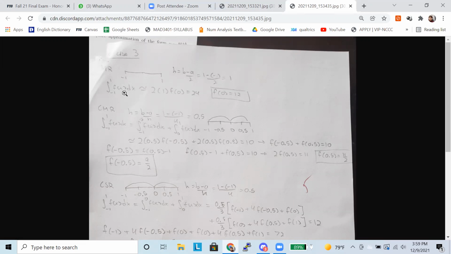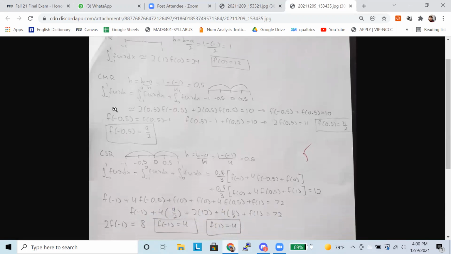And so your f of x, you don't have to know what f of x is. It's just telling you your function, right? Obviously the midpoint here would be 0, so it would just be 2 times 1, which is your H, times f of 0, because that's the one in the middle here. And that's supposed to equal 24, right? And so it's just algebra. You divide both sides by 2, and so f of 0 equals 12, right?